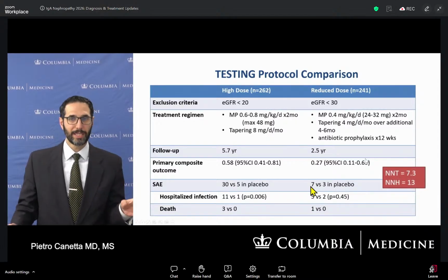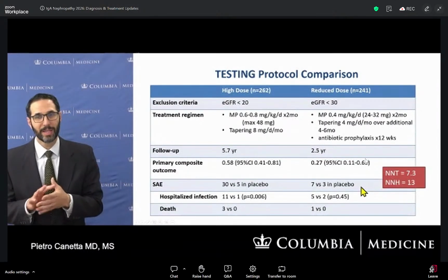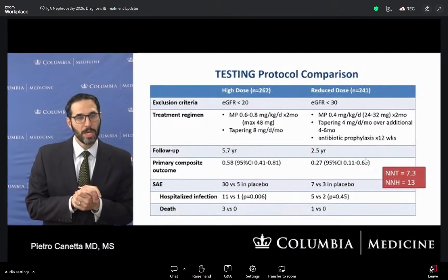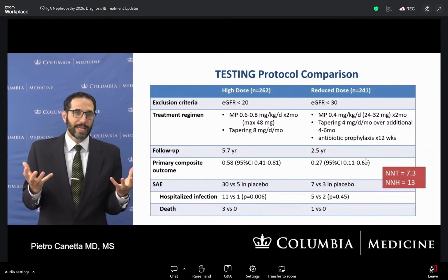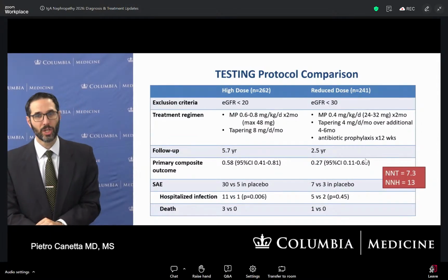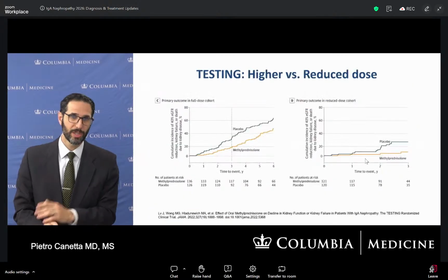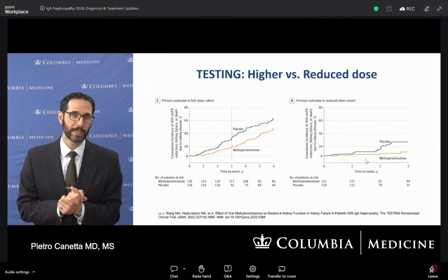But the number needed to treat, if you look here, to prevent a composite outcome is 7, the number needed to harm is 13. So that puts it into context, and it gives you some numbers you can think of as you look at your own patients or an individual patient. Is this a good trade-off? Of course, that always is an individualized decision, which is why we all still have jobs.